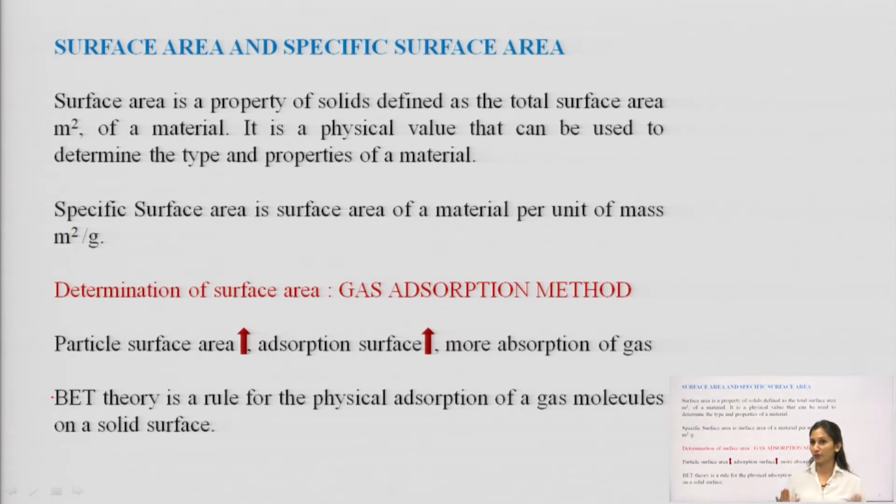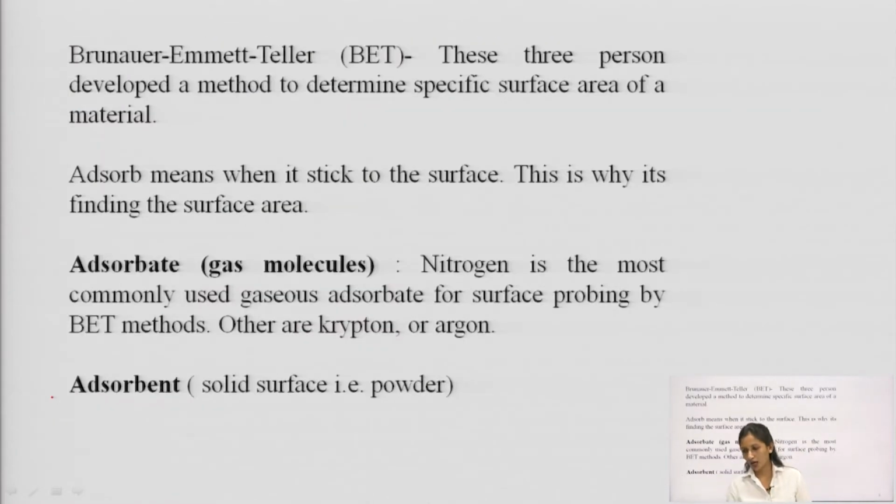These are surface phenomena. But in the case of chemical adsorption, we can't dissolve them. In the case of physical adsorption, whatever you adsorb on the surface of the solid particle, you can desorb and condense this also. So, Brunauer, Emmett and Teller, these three persons developed a method to determine the specific surface area of a material.